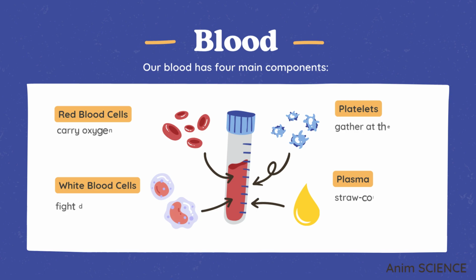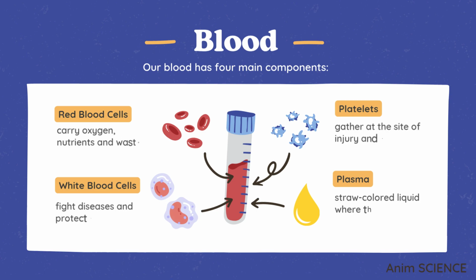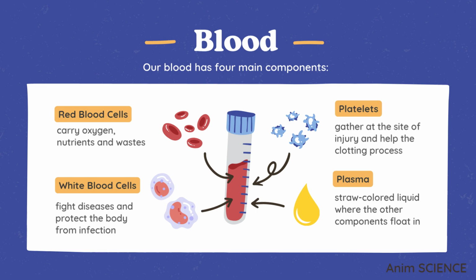Blood is made up of 4 main components. The first component is red blood cells. They carry oxygen, nutrients, and waste materials throughout the body. The second component is white blood cells. They help to fight infections and protect our body from diseases. The third component is platelets. Platelets help in blood clotting when we get injured. The fourth component is plasma. Plasma is a straw-colored liquid in which all the other blood components float.